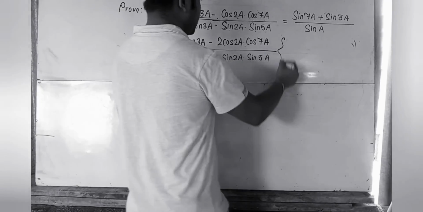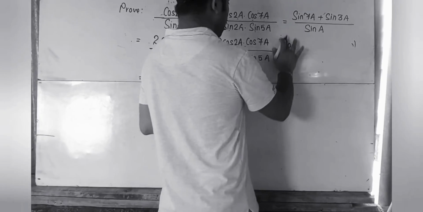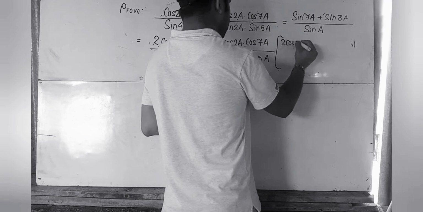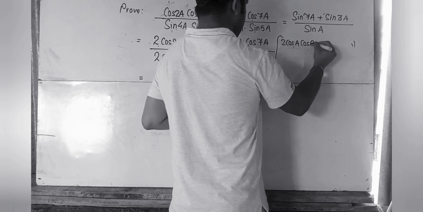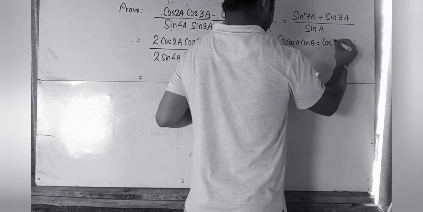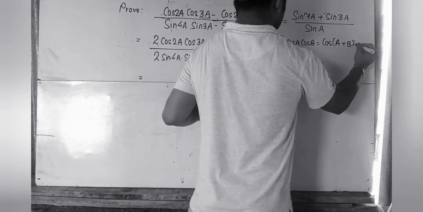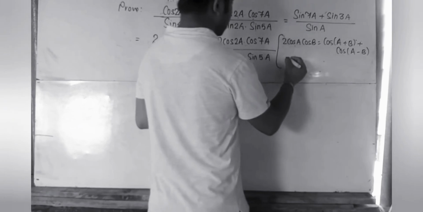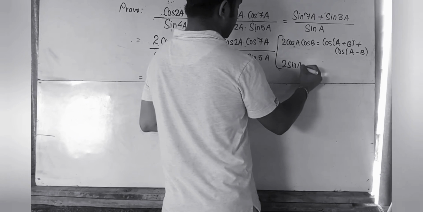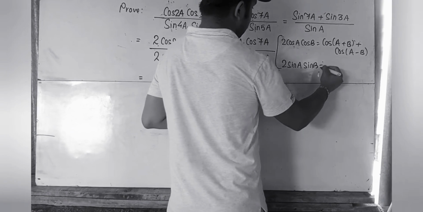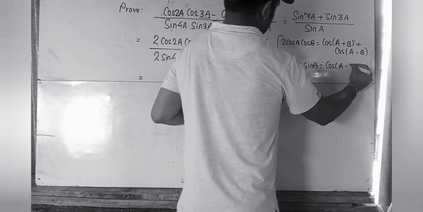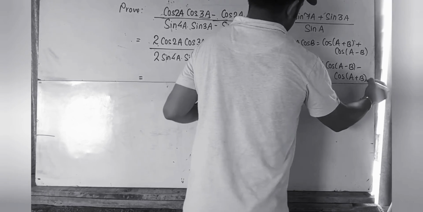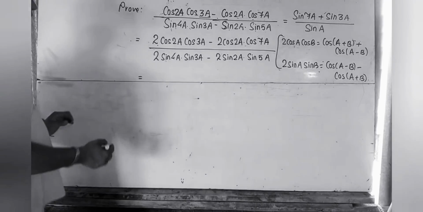Now let's recall the formula. The formula for 2 cos a cos b is cos(a plus b) plus cos(a minus b), and we also need the formula for 2 sin a sin b. The formula for 2 sin a sin b is cos(a minus b) minus cos(a plus b). With the help of these two formulas, we're going to solve the problem.